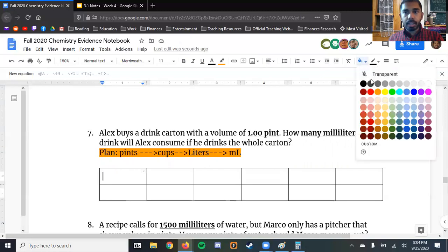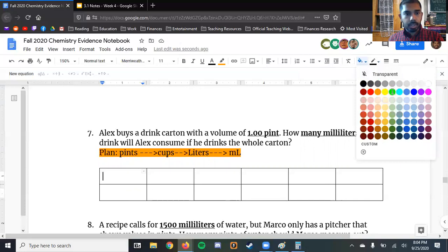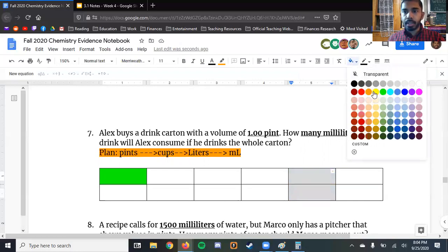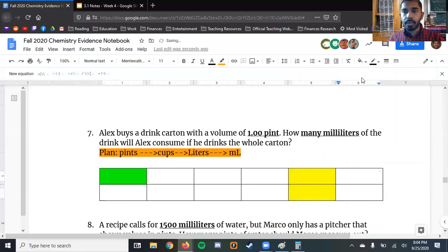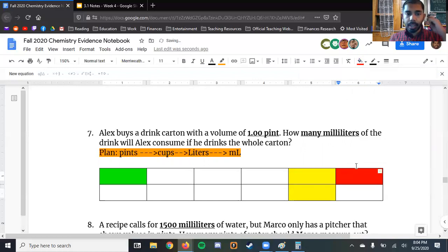We're gonna color the first one, leave this one. We're gonna color that in green because green to me means go. We're gonna color in the part where we do our math yellow because that means slow down. And we're gonna color in our last one as red because that's our final answer.